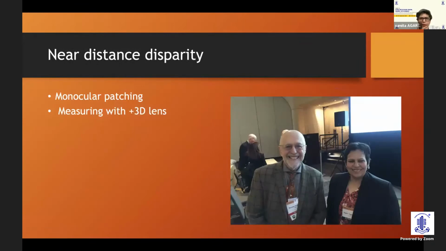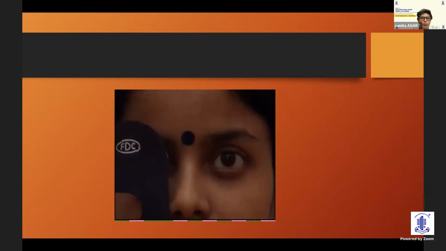Near distance disparity should be checked, and this man is responsible for most of our knowledge about disparity. If there is a large difference between the angles for near and distance, you must follow up the measurements with monocular patching. And if that near distance disparity persists despite patching, then you must measure it with a plus 3 diopter lens to look for any high AC/A ratio.